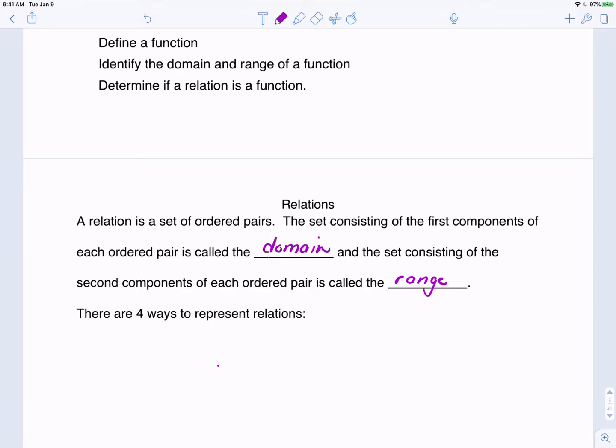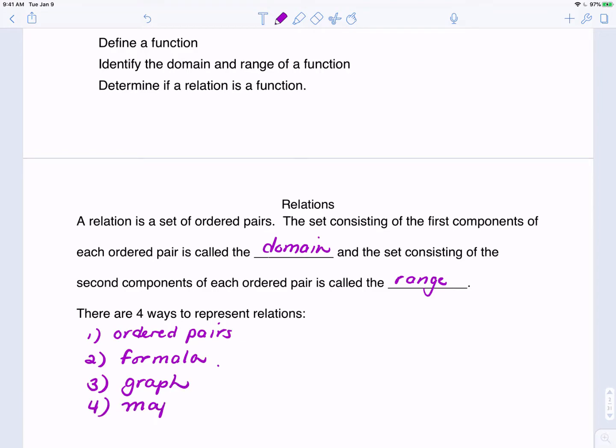There are four ways to represent relations. We can represent them with a list of ordered pairs. We can represent them using a formula. Sometimes we might make a graph. And a final way we can represent relations is with a picture called a mapping. And you'll see an example of this later in the video.